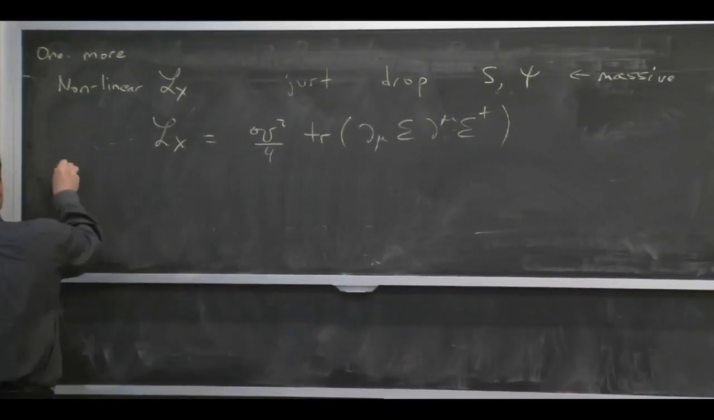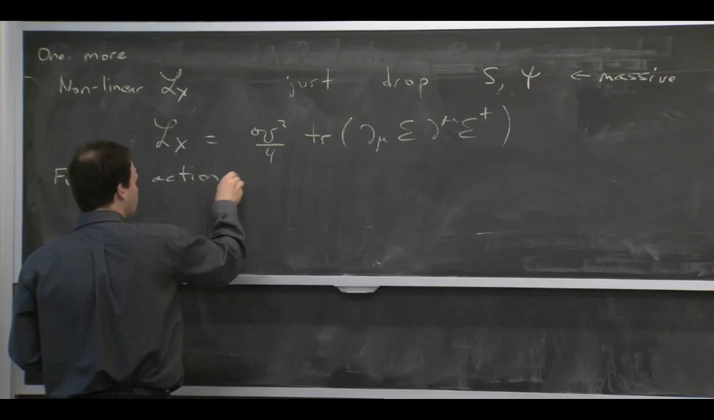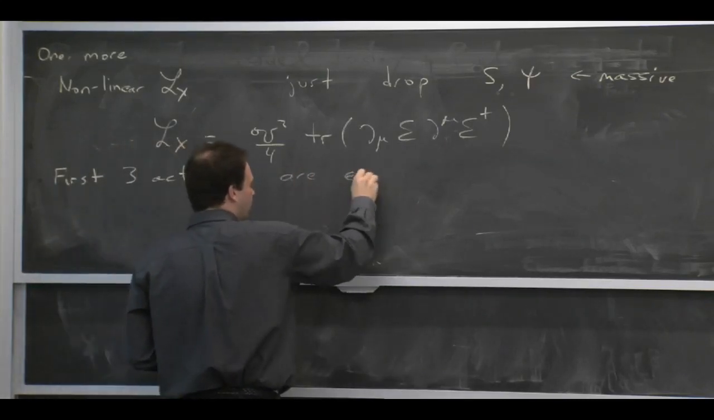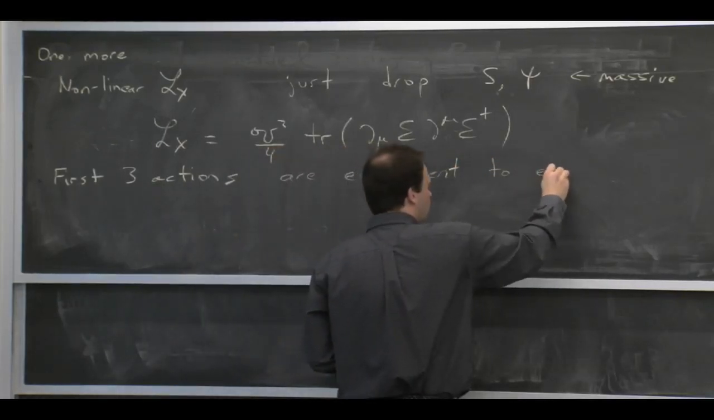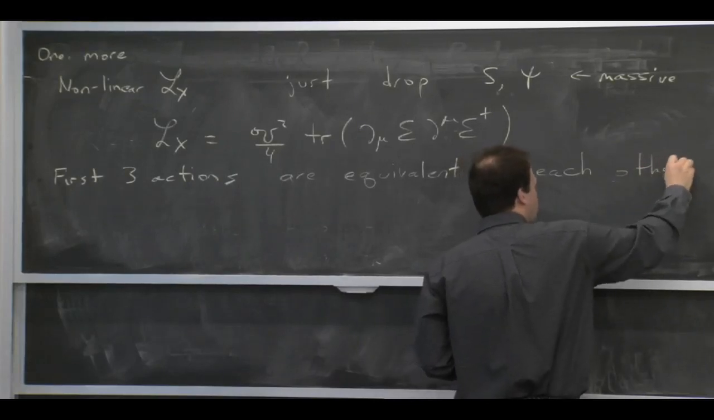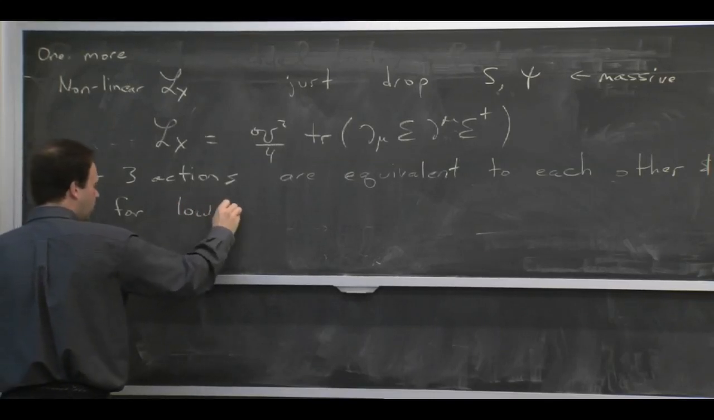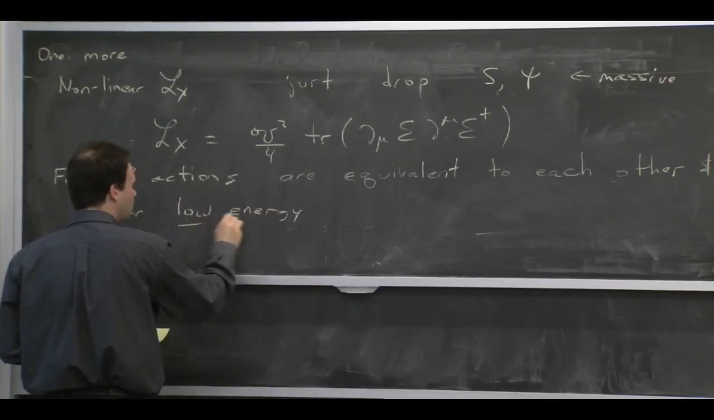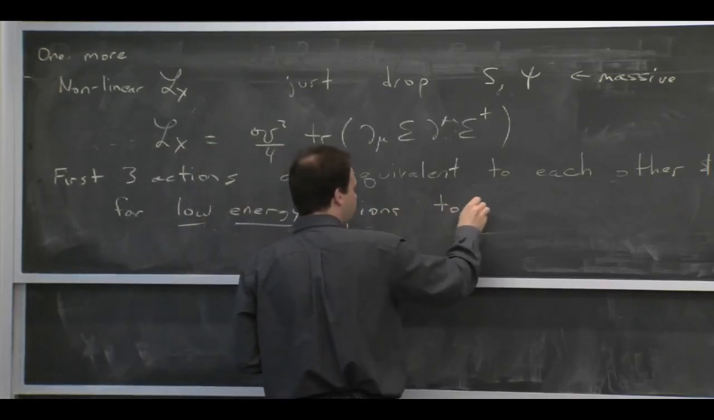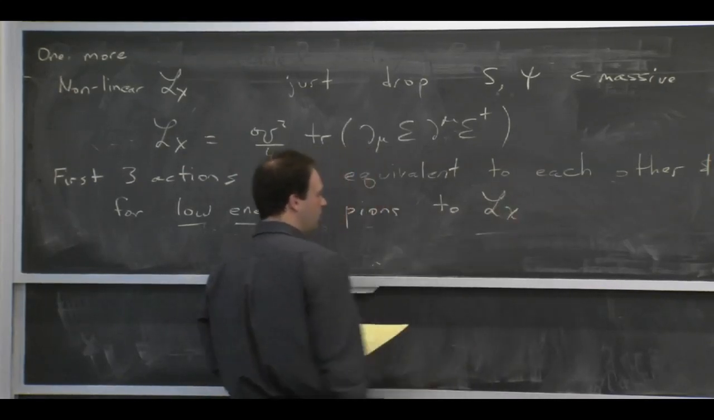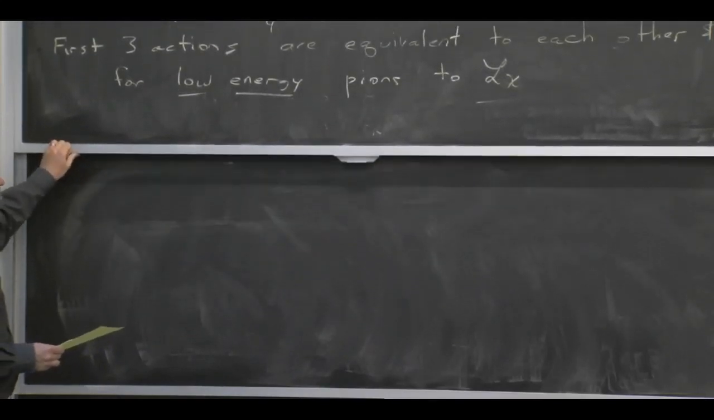The first three actions that we wrote down are identical. They're just field redefined versions of each other. So they're really equivalent theories. And this final one, L chi, is equivalent for low energy phenomenology of the pions. So the first three are actually equivalent to the last one if we restrict ourselves to low energy interactions.